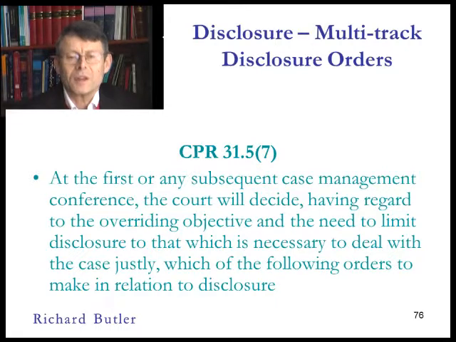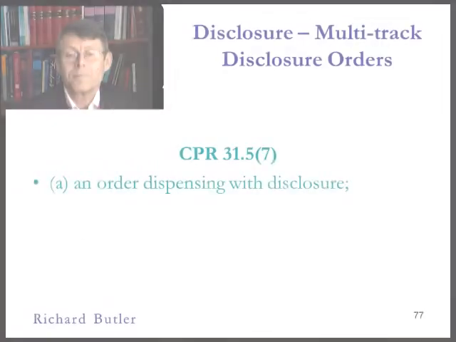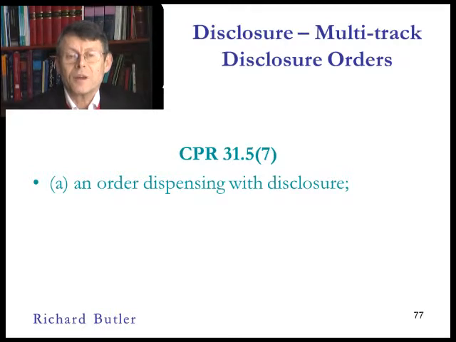The menu itself is set out in 31.57, and it sets out the types of disclosure order available in multi-track cases. A. An order dispensing with disclosure. Now, such an order might be appropriate perhaps where the parties have already given extensive and sufficient pre-action disclosure, or where the case follows on from another in which all necessary disclosure has been given, or perhaps where the case could and arguably should have proceeded under Part 8 in the first place.